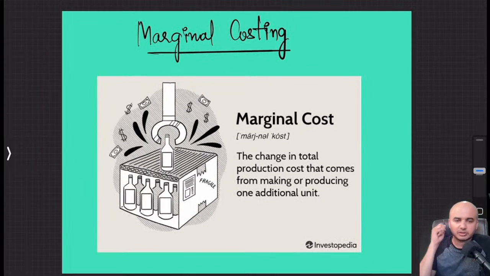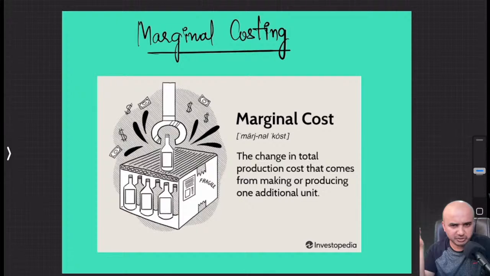Now let us look at the introduction part and then we'll proceed towards a few problems. Let's see what exactly they have to say. Marginal cost: the change in total production cost that comes from making or producing one additional unit. Very simple definition. Whatever we spend to produce one extra unit, that amount is referred to as marginal costing.